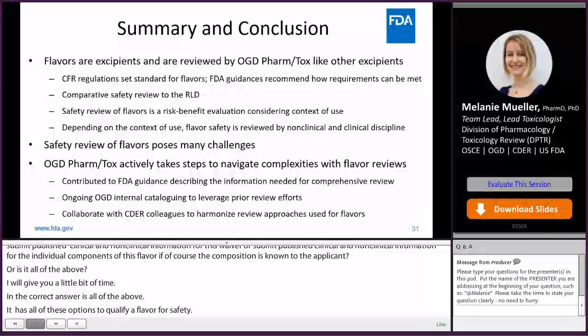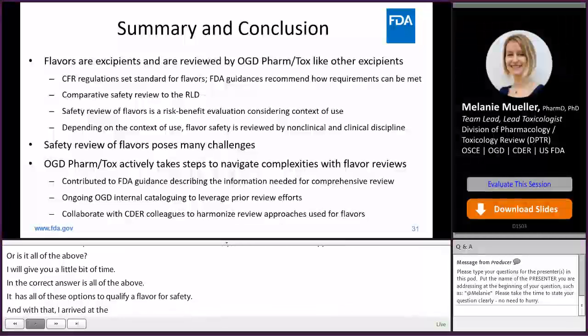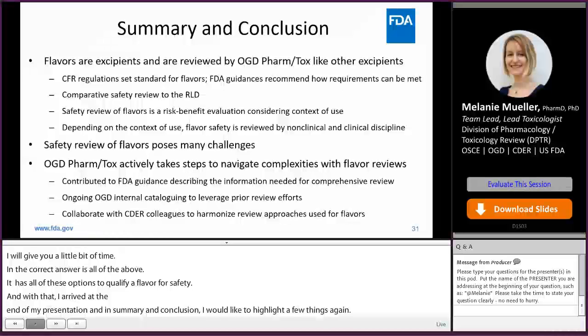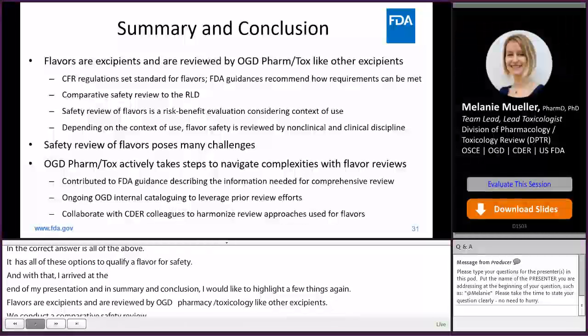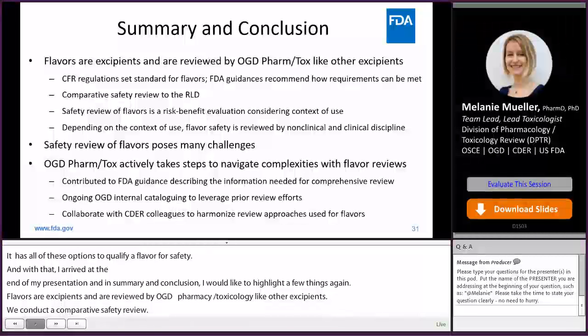And in summary and conclusion, I would like to highlight a few things again. Flavors are excipients and are reviewed by OGD PharmTox like any other excipients. CFR regulations set the standard for flavors, and FDA guidances recommend how these requirements can be met. We conduct a comparative safety review to the reference listed drug. Safety review of flavors is a risk-benefit evaluation considering the context of use of the proposed product. And depending on the context of use, flavor safety is reviewed by non-clinical and/or clinical disciplines.